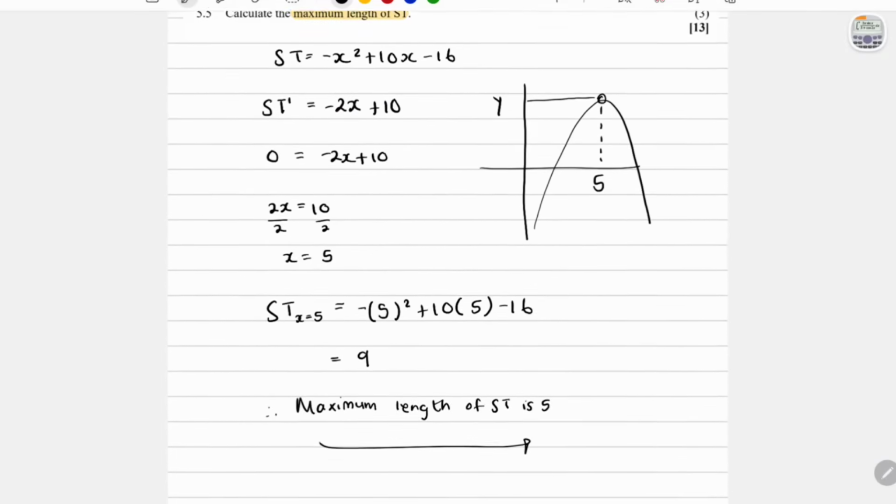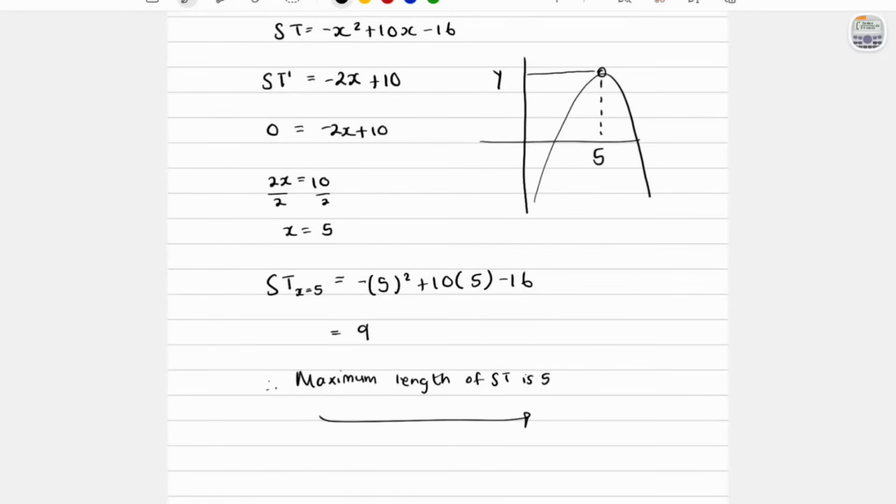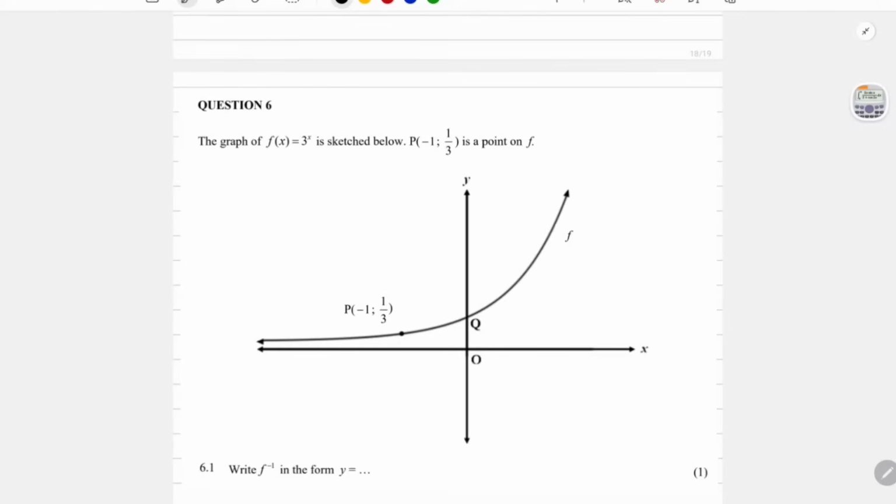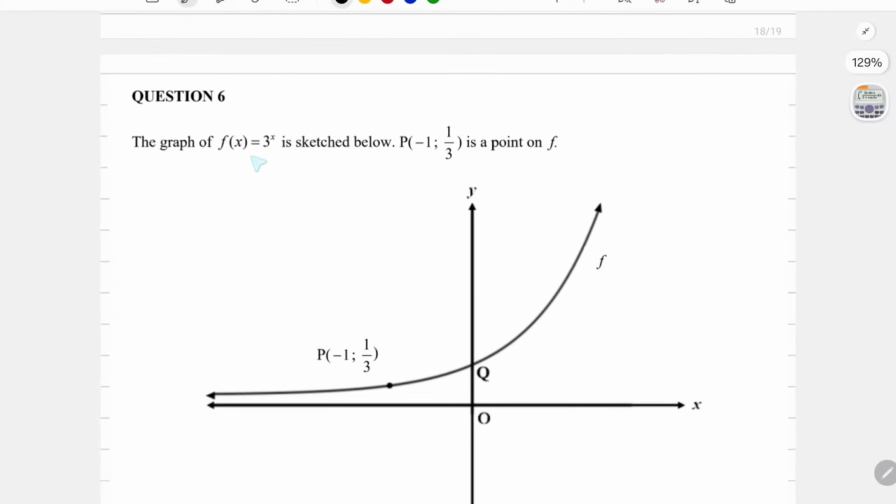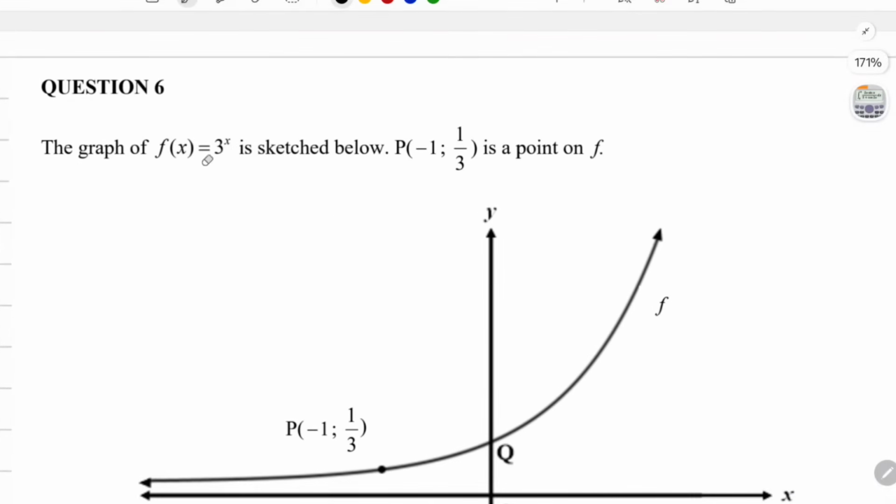We finally move on to question 6, which is the last part of functions for this paper. Question 6 says the graph of f of x is equal to 3 to the power of x is sketched below. As you can see, this is an exponential function, and there's something here that I know we cannot see but is there. Please remember that this exponential function usually has a q value, but because we can't see the q value, please note that that q value is equal to 0.